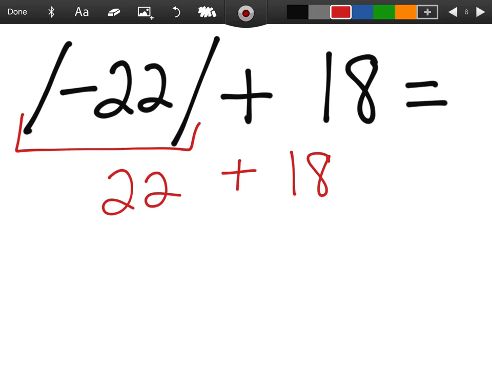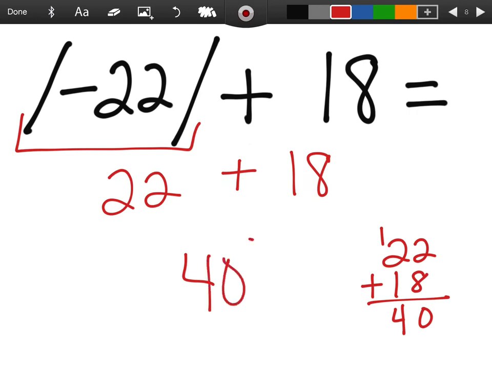Okay, 22 plus 18. Well, right now I see my equation horizontally. If that is a problem for me, I can just rewrite it vertically. Sometimes it makes it a lot easier because this is something you're used to seeing. 8 plus 2 is 10. Drop the 0, add the 1. 2 plus 1 is 3 plus 1 is 4. So my solution is 40. Okay, let's look at another one.